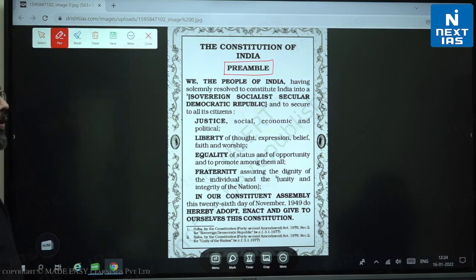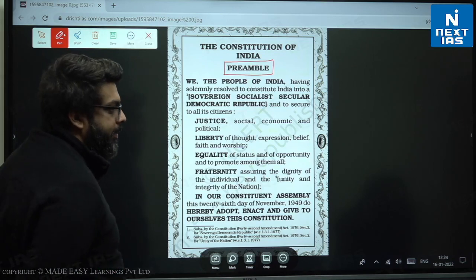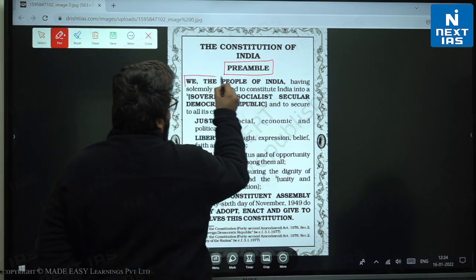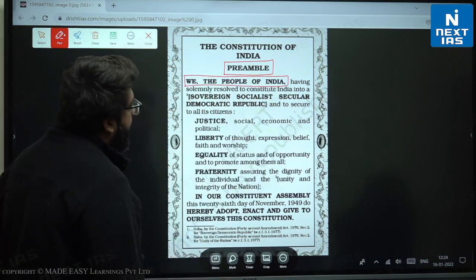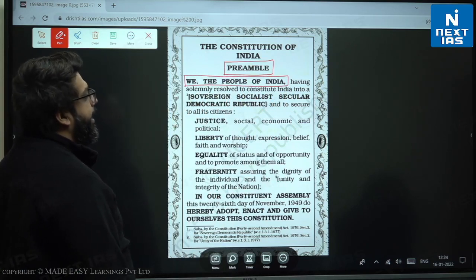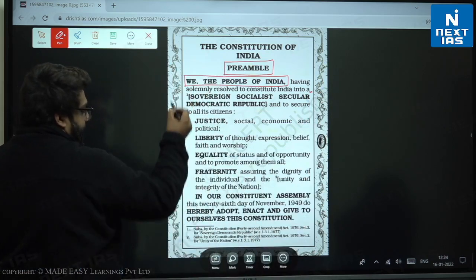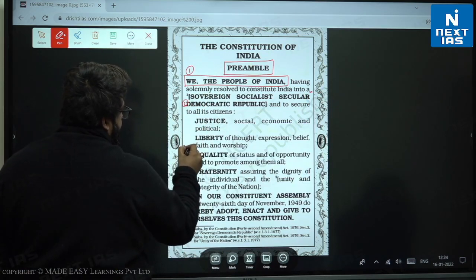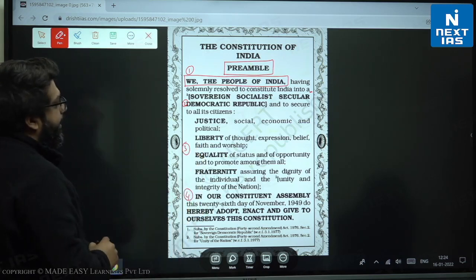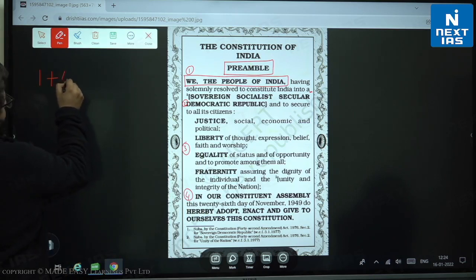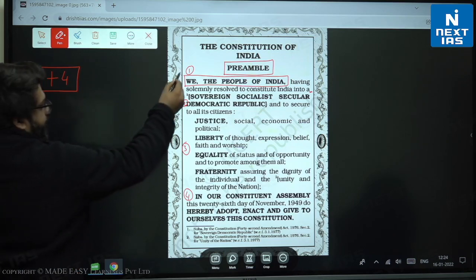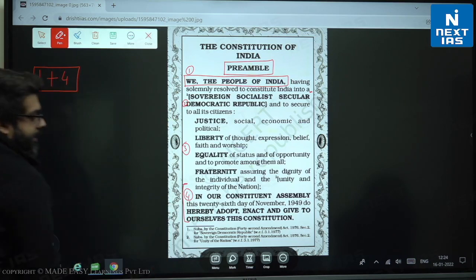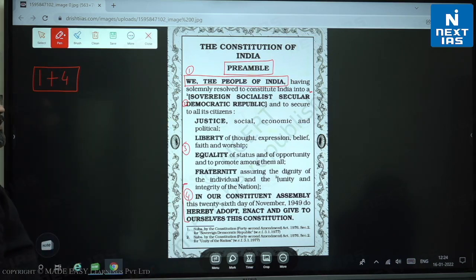Now, let's look at what we need to understand from the preamble. Okay, the first line: we the people of India, having solemnly resolved to constitute India into a, and you stop here. Basically the preamble has 4 parts. This is the first part, this is the second part, this is the third part, and this is the fourth part. Okay, so the first part and the fourth part must be understood together. The first part, we the people of India, and the historical context, here in our Constituent Assembly on the 26th November, is supposed to be studied together. Okay, then the second part, then the third part.